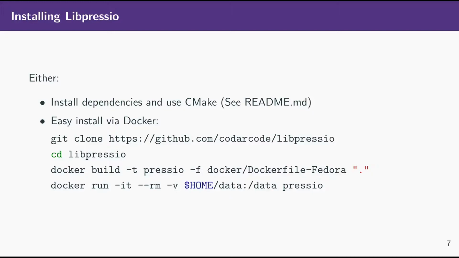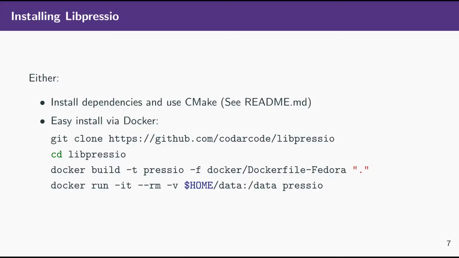However, if you're a little lazy, or you don't want to learn how to use CMake, there's this 4-line Docker command that, as of Friday, is working again. It will allow you to install a Docker container, which will give you all of the dependencies, all of the various libraries that you need, and configure the library in such a way that it's as usable as possible.